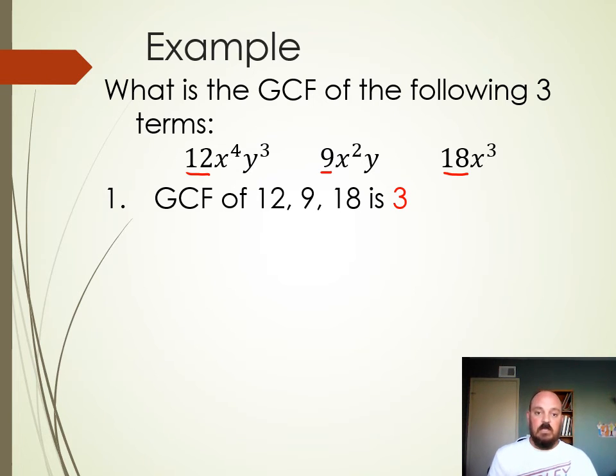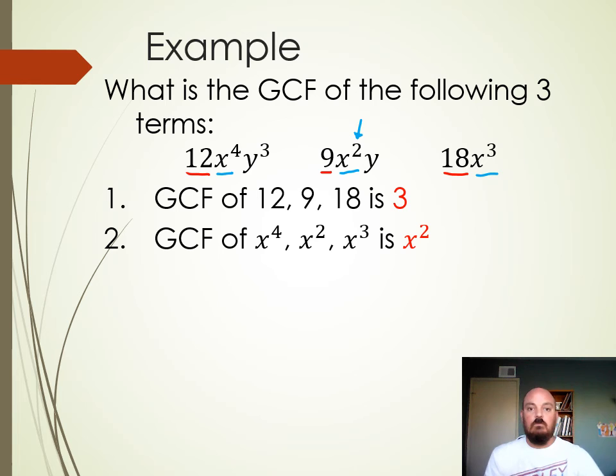Now that's the first part of my answer, but it's not the whole answer because I have x's and y's to do too. So the second part, let's look at the x's. I have an x to the 4th, an x squared, and an x cubed. Using our shortcut, the greatest common factor is always the lowest power of x out of all of them. So the greatest common factor of x to the 4th, x squared, and x cubed is x squared.